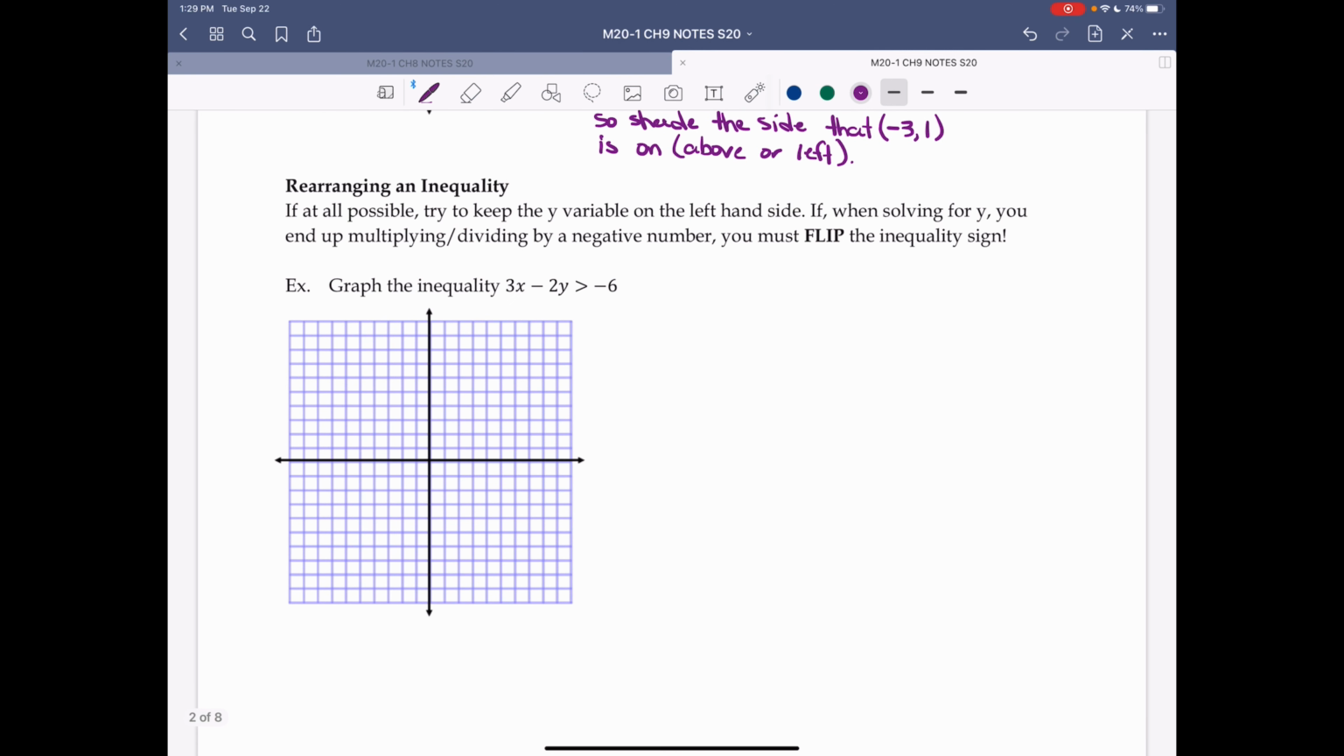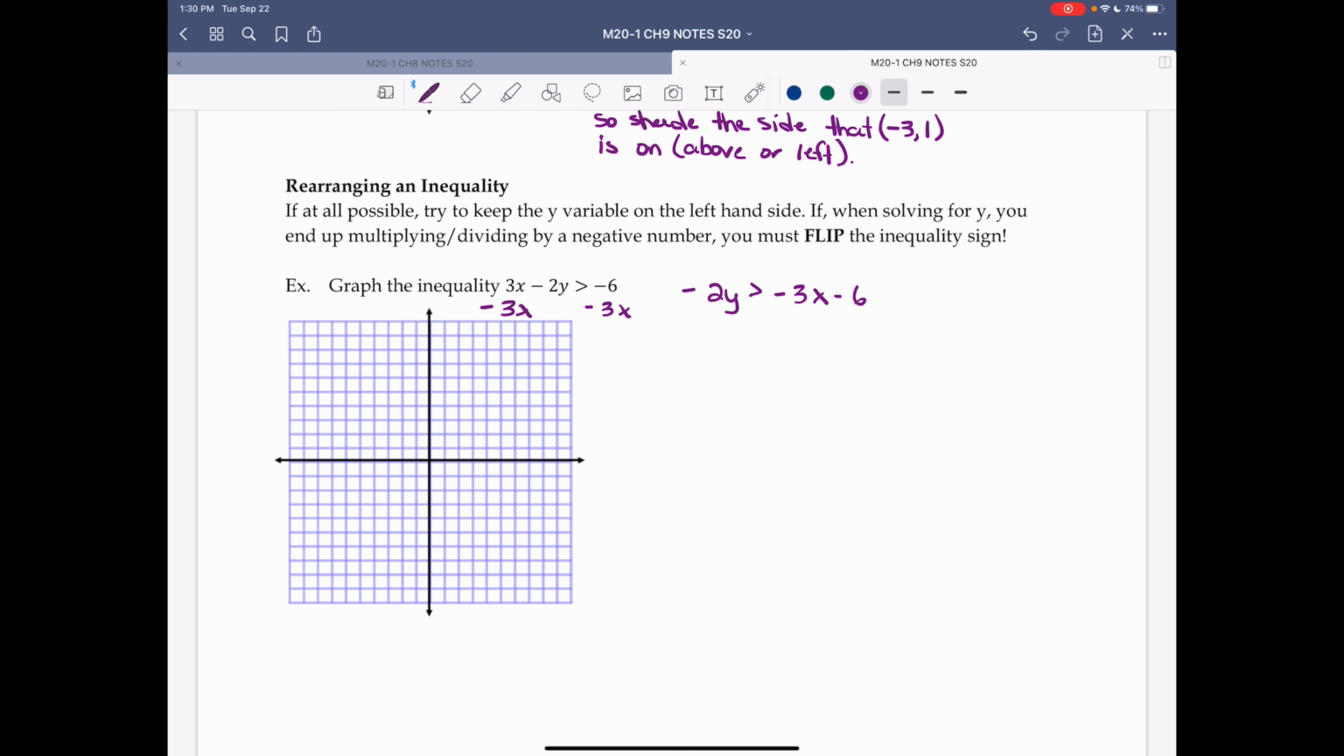If at all possible, we want to try to keep the y variable on the left-hand side so that it matches our graphing calculator. If when solving for y, you end up multiplying or dividing by a negative number, then you have to flip the inequality sign. Let's rearrange this one. We have 3x minus 2y is greater than -6. So I want to keep the y value on the left-hand side, so I'm going to subtract 3x from both sides. And we get -2y is greater than -3x minus 6.